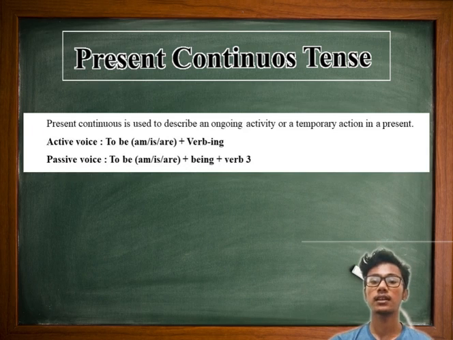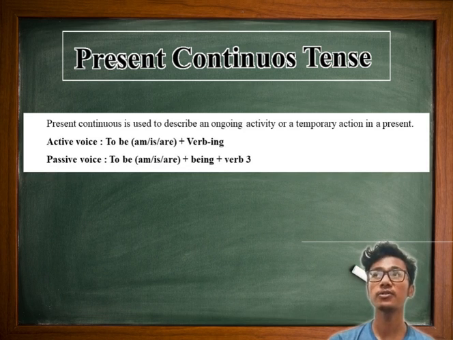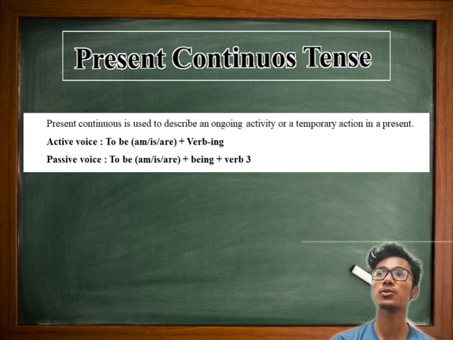Present continuous tense is used to describe an ongoing activity or a temporary action in the present. Active and passive voice in present continuous tense have formulas, which are: in active voice, to be plus verb ing; in passive voice, to be plus being plus verb 3. Okay, before we change active voice to passive voice, we have to pay attention to the rules of passive voice.